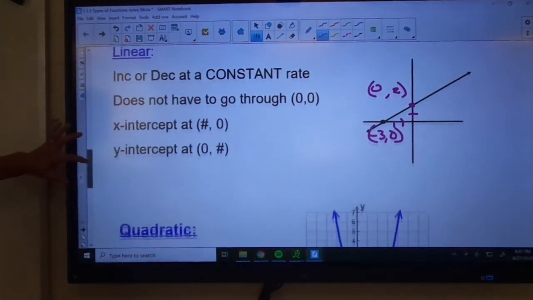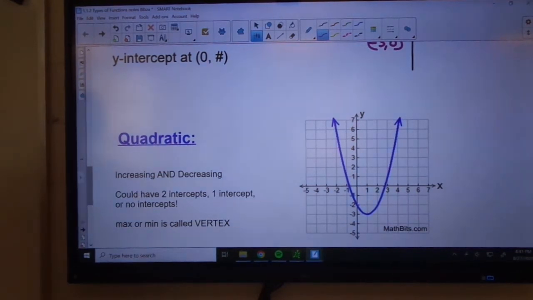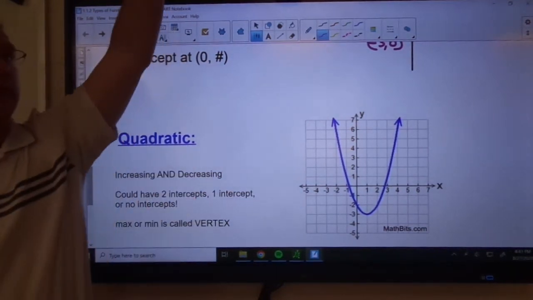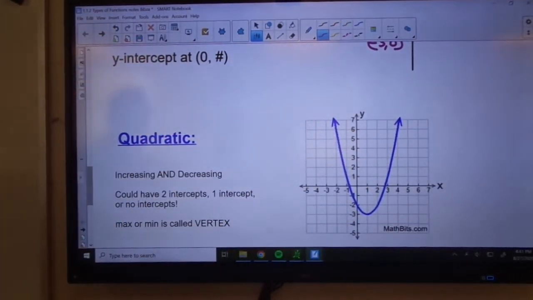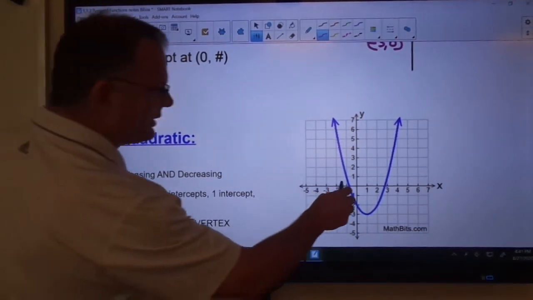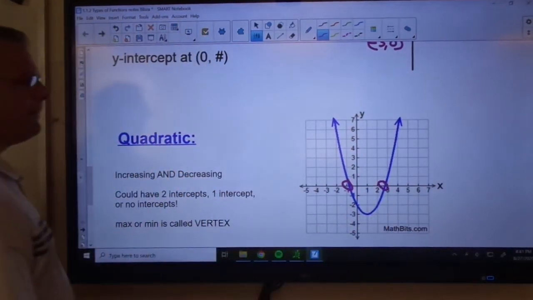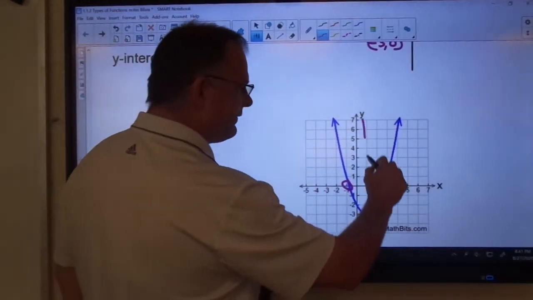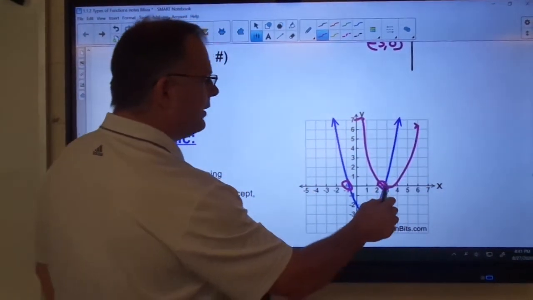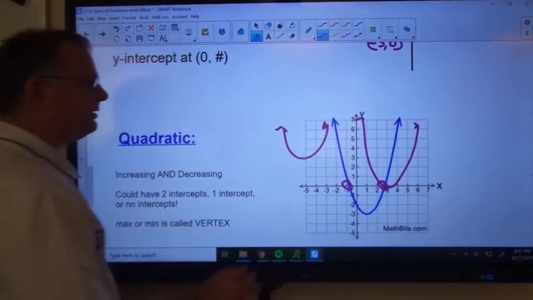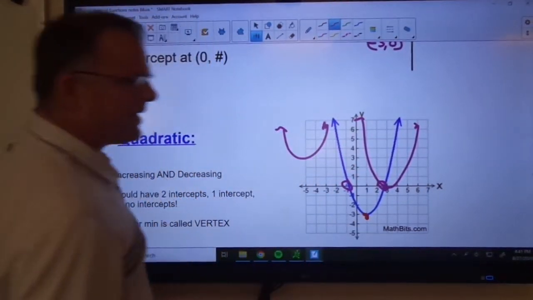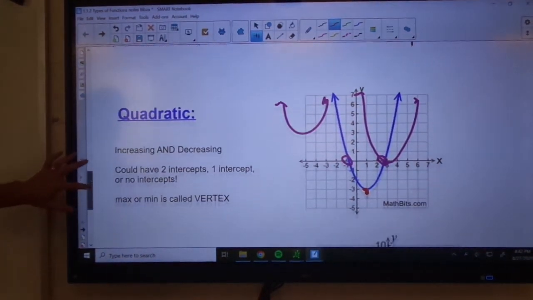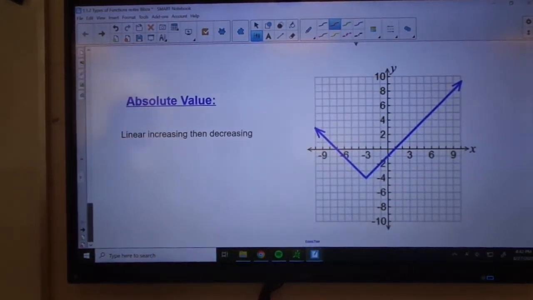Okay? Another family of functions is the quadratic family. This is things that you throw up in the air and it comes back down. Or like a roller coaster, it goes down and then back up. It's both increasing and decreasing. It could have two x-intercepts like this one does. Some of them might only have one x-intercept. Maybe you got a graph that comes down and just touches one time. Or maybe it doesn't touch at all. Maybe it's up here. And this maximum or minimum point that you see right there, that's a minimum. That's called the vertex.